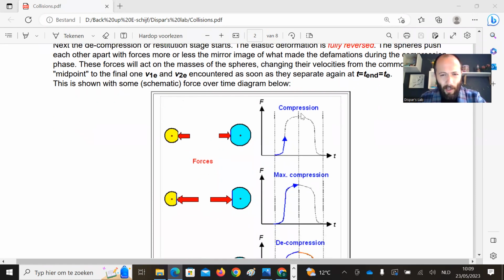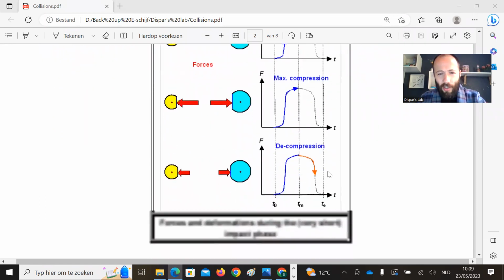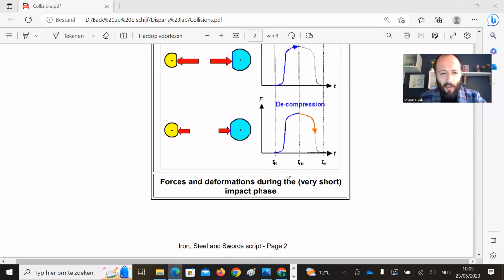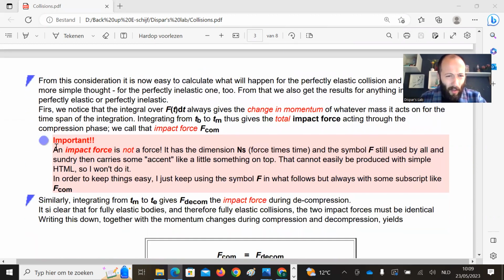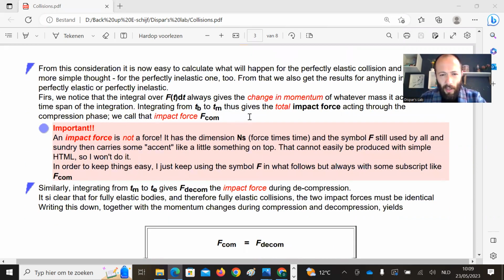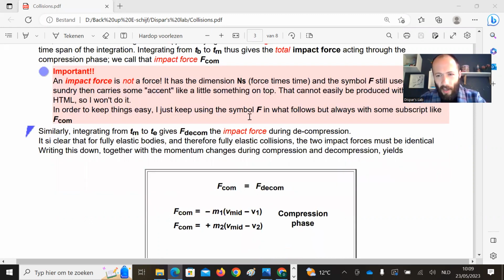So we have the diagram of compression and a maximum compression, and then the decompression phase, and then forces and deformations. Right. Yeah, well, so I will link this. It's from a site. No, I will put it in my drive and link my drive link. I will share my drive link.